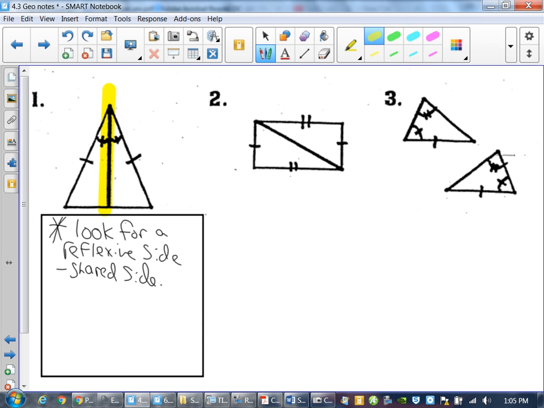What I want you to see is that when you have a shared side, isn't it congruent to itself? Isn't this segment congruent to itself? So I can do this. Put a tick mark on it.